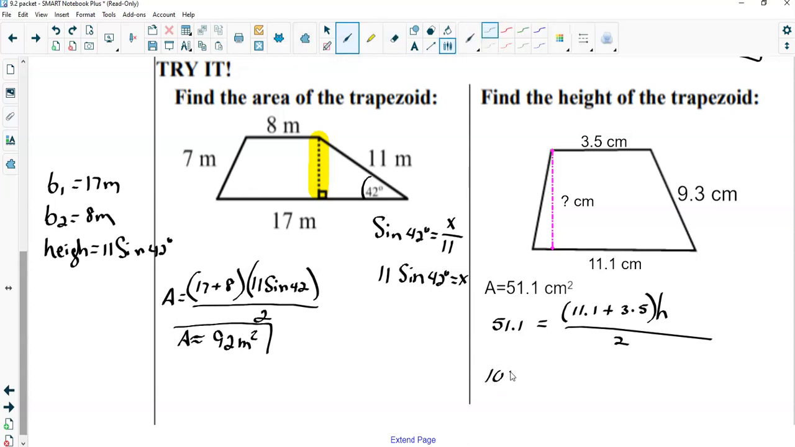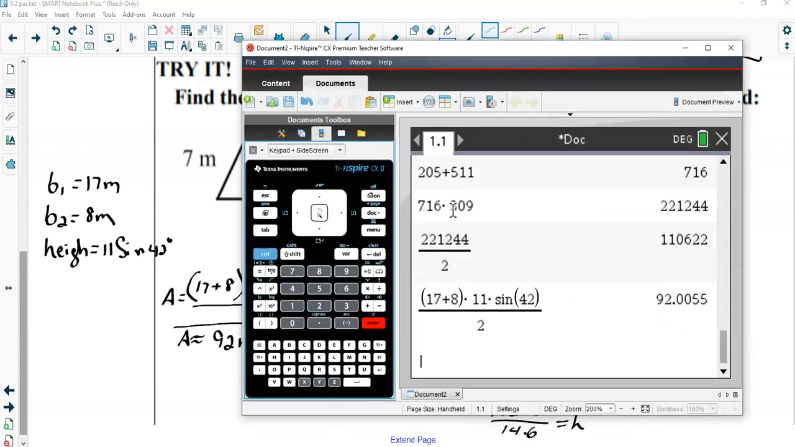So 102.2 equals 11.1 plus 3.5, that's 14.6, times the height. And then divide by 14.6 on both sides. So 102.2 divided by 14.6 will give me the height. What is that height? Let's look at it.